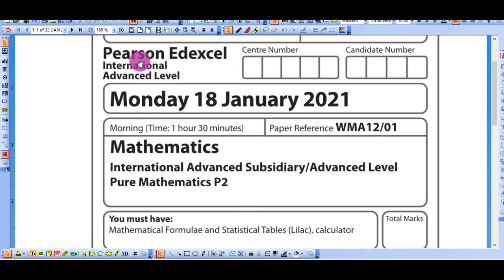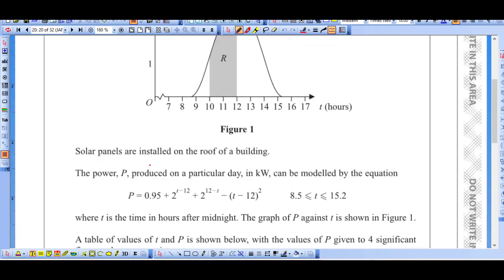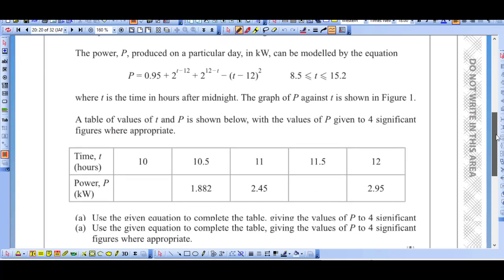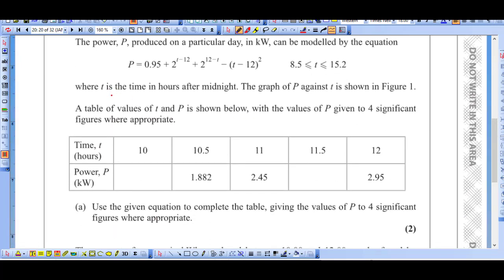This is Edexcel, January 2021, Mathematics, Pure Mathematics B2, WMA 1201. Solar panels are installed on the roof of the building. The power V produced on a particular day in kilowatts can be modeled by the equation, where T is greater than or equal to 8.5 and less than or equal to 15.5, and T is the time in hours after midnight. The graph of V against T is shown in figure 1.